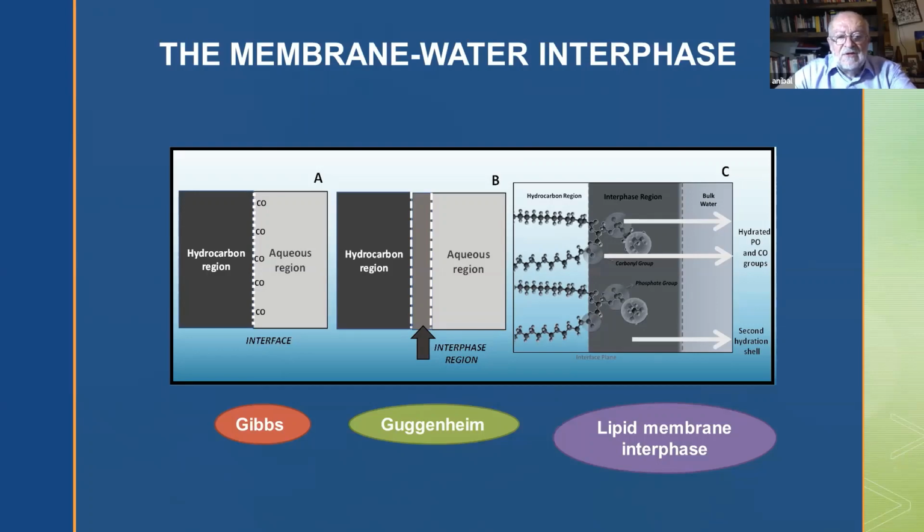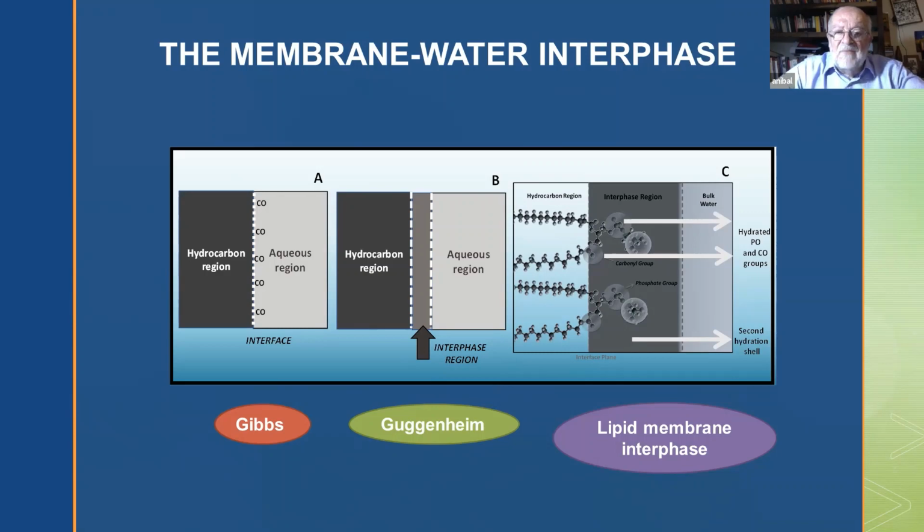Guggenheim proposed that the interface is a defined region of a defined thickness between the hydrocarbon region and the aqueous region, and this interface region has very peculiar properties, very different from the two solutions in contact. This model can be extended easily to a membrane interface because we can illustrate the membrane as hydrocarbon regions and bulk water regions, and in between them an interface region that is mainly composed of the head groups of the phospholipids with their hydration state.